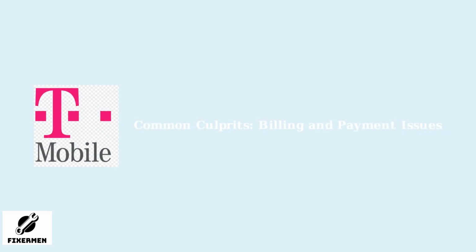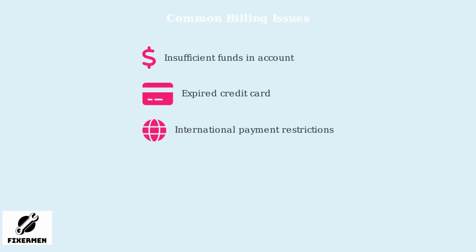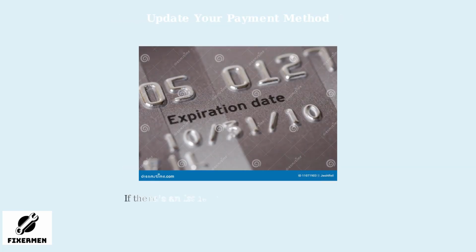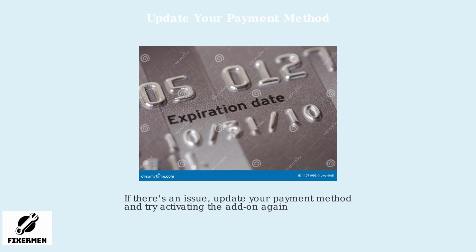Billing problems are a frequent cause of activation failure. These can prevent an add-on from activating: insufficient funds in your account, an expired credit card, or international payment restrictions. Double-check your payment information in the T-Mobile app or website. Look at your account balance and ensure your payment details are up to date. If there's an issue, update your payment method and try activating the add-on again. Troubleshooting these billing issues will help ensure your add-on activates smoothly.